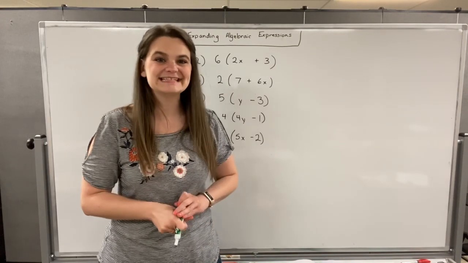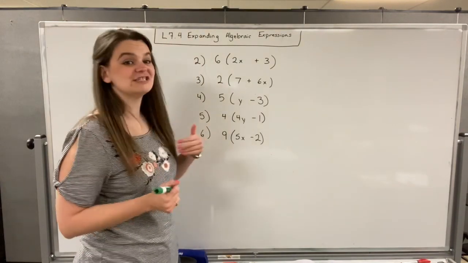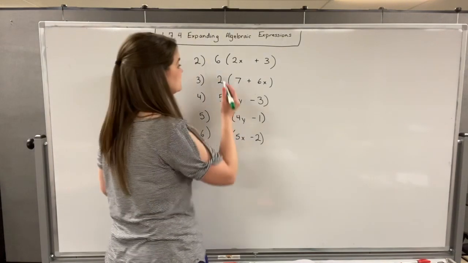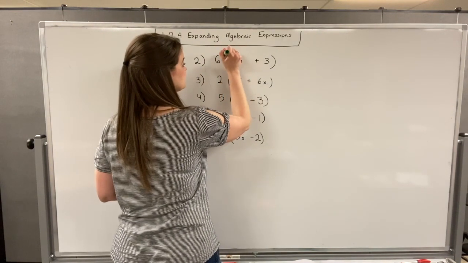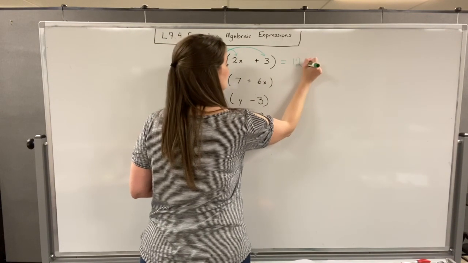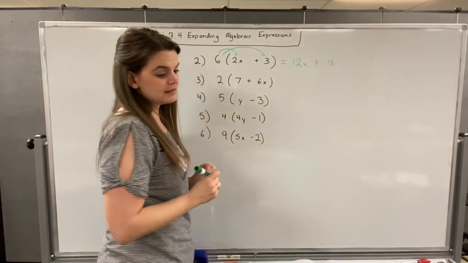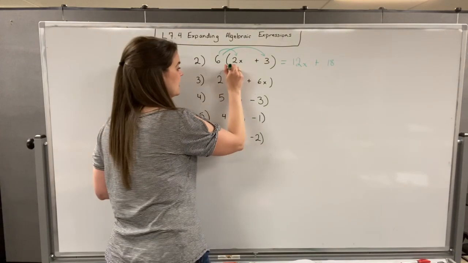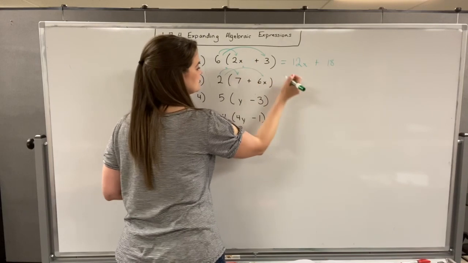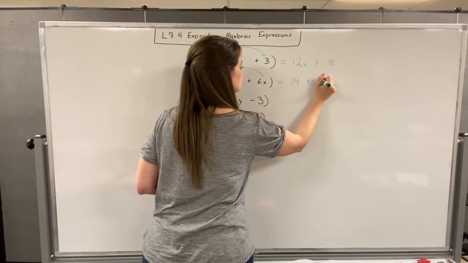All right, let's solve for these. Let's expand is the word that we're going to use, expand these expressions. So number 2, let's distribute the 6 to each term inside the parentheses. So 6 times 2x and 6 times 3. And you should get 12x plus 18. Number 3, 2 times 7 and 2 times 6x. This equals 2 times 7 is 14 plus 12x.